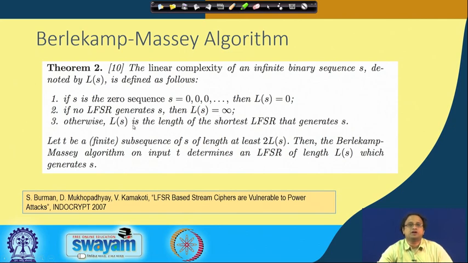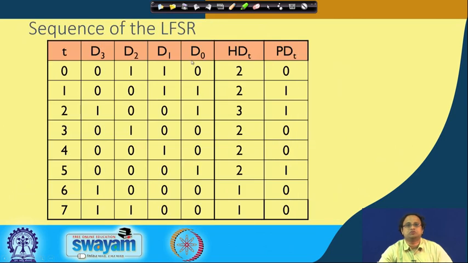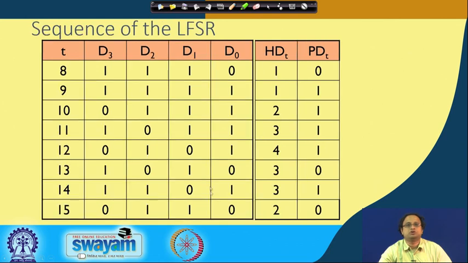On the other hand, if it is possible to generate this sequence, then LS stands for the length of the shortest, or minimal length, LFSR that can generate S. For example, in our case, the sequence that we saw was generated by a 4-bit LFSR. That means if somebody gives you this sequence D0, 0 1 1 0 0 0 0 1 1 0 0, followed by 0, 4 ones and 0 1 0 1 0, then this sequence can be generated by an LFSR whose length is 4, and therefore our LS is 4, because it is a minimal length LFSR of length 4 which can generate this sequence.